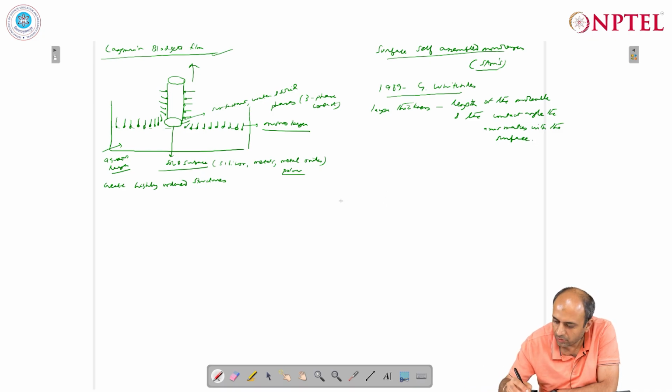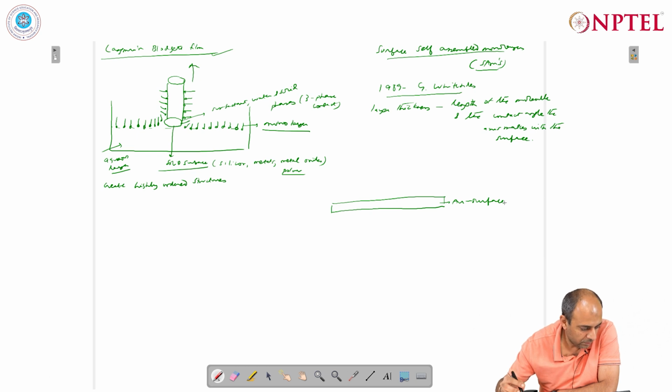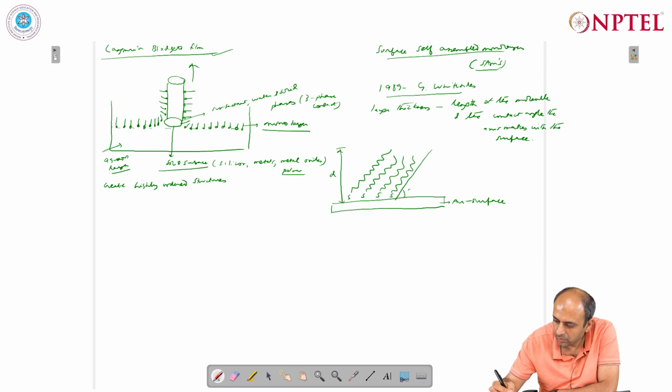So, let us see this. We have now got a gold surface, and now the sulfur containing molecules. So it depends upon this layer thickness D, and this is the contact angle it makes with the surface.